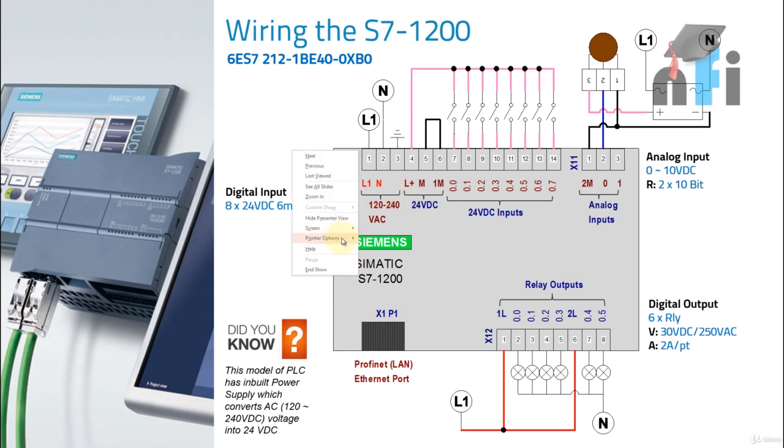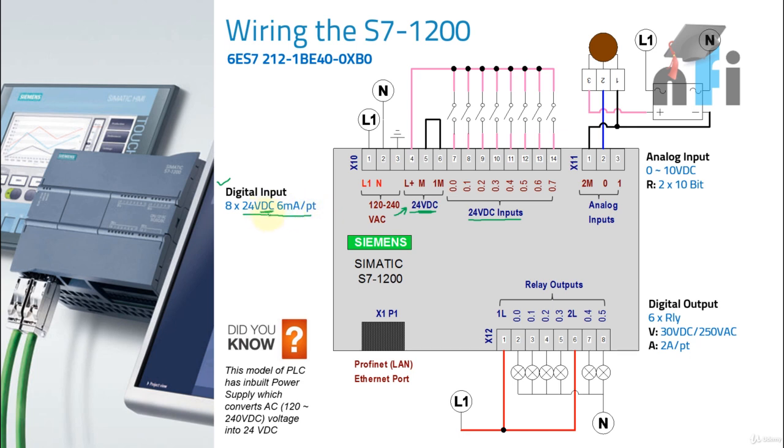Let me take a pointer. So this converts into DC, and this DC is inside the PLC, which you can use for various purposes. One of the purposes is to wire the inputs. Now how to wire the inputs? It says 24 VDC inputs. You have to check your digital input type, whether it's DC or AC. In our case, it's DC inputs.